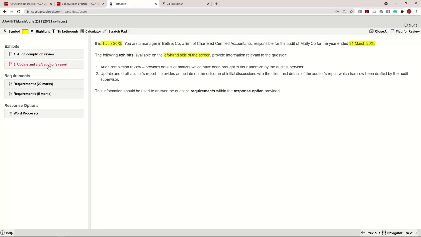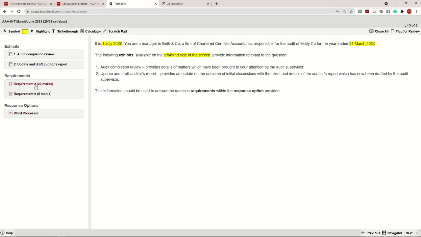No. It is a completion and reporting question. So one exhibit is looking at the completion aspects of the audit, and one exhibit is looking at the report aspect. Now you have two requirements. You have a requirement A for 20 marks, and you have a requirement B for 5 marks, and you have a response option, word processor.